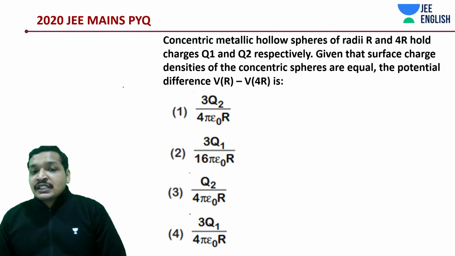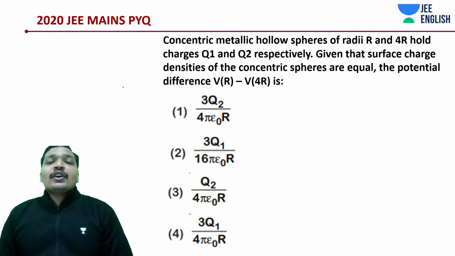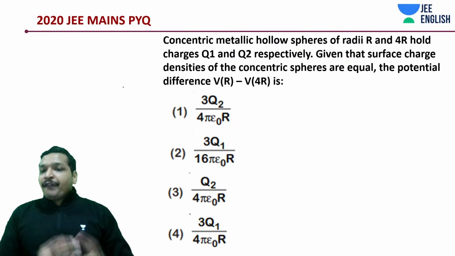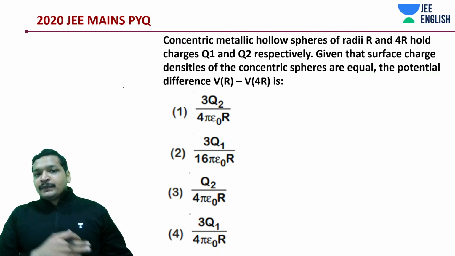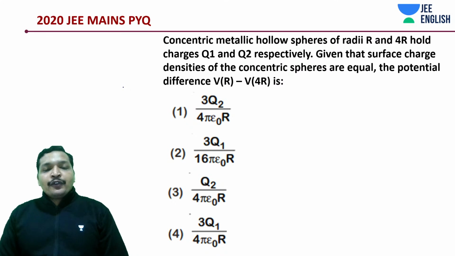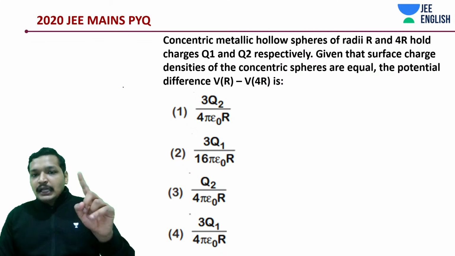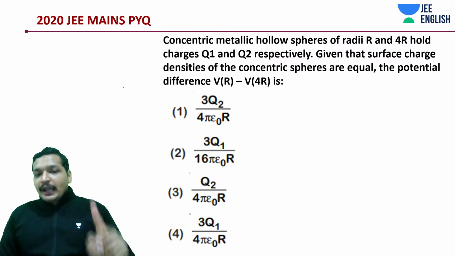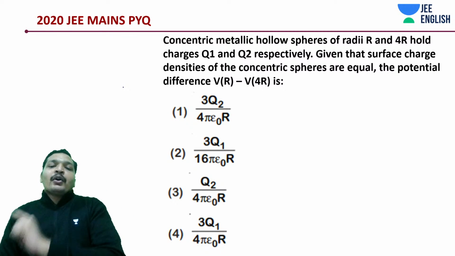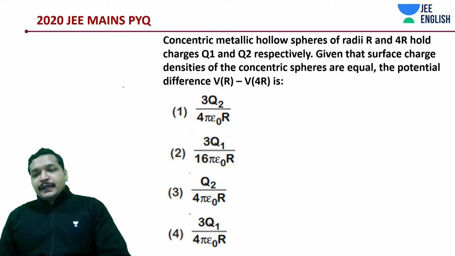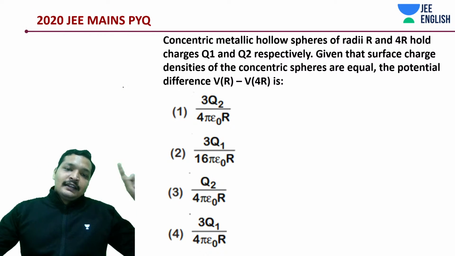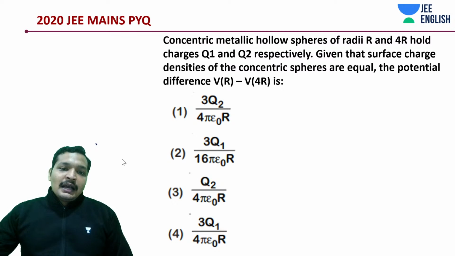Given that the surface charge density of the concentric spheres are equal again, but different charges q1 and q2, the potential difference Vr minus V4R is going to be how much? You don't need to even think about your larger sphere. If you have understood, we need to do a detailed discussion on this.